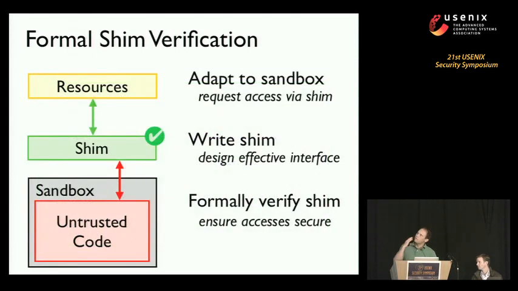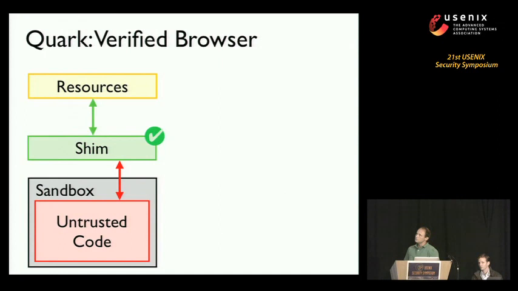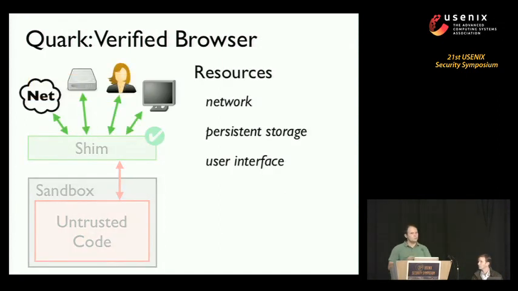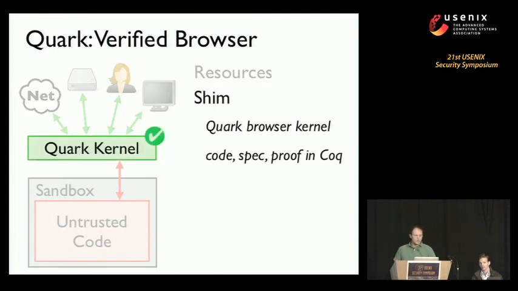All right, so now let's look at how formal Shim verification applies in the context of web browsers and see how we built up QUARK. So in QUARK, the resources we care about are things like the network, the disk, screen, keyboard, mouse, user inputs, these sorts of things. And for QUARK, the Shim takes the form of a browser kernel, which is similar to a browser kernel like in Google Chrome, except that in our case, the browser kernel is implemented, specified, and formally verified all in the demanding context of a mechanical proof assistant, Coq.